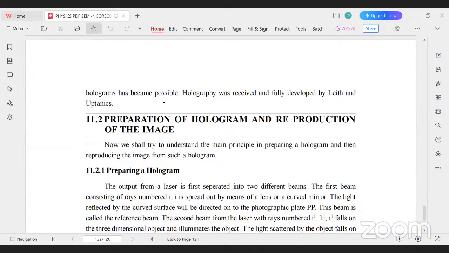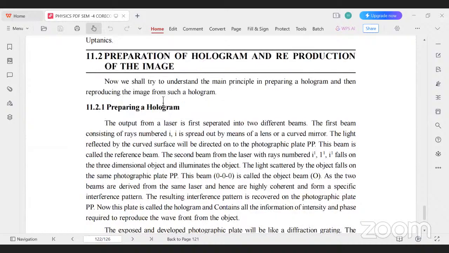Preparation of hologram and reproduction of the image. The hologram is nothing but the preparation of the images, and here is how this can be done. This is the arrangement, showing how we place the photographic plate. Preparation of hologram: the output from a laser is first separated into two different beams. The first beam, the reference beam, is spread out by means of a lens and falls on a curved mirror. The light reflected by the curved surface goes in the direction of the photographic plate. The second beam of the laser falls on the three-dimensional object. This beam is called the object beam.